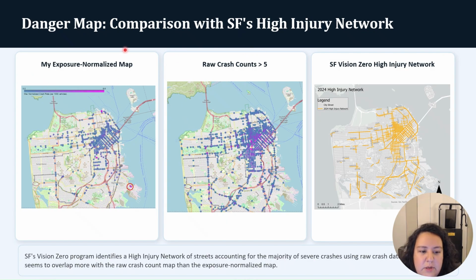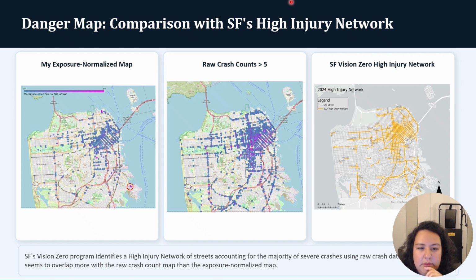I also wanted to compare my exposure normalized map on the left with the SF Vision Zero High Injury Network on the right, which is a map that the city publishes to show which are the streets you're the most likely to get injured on. And I also included the raw crash count map filtered to intersections with more than 5 crashes.